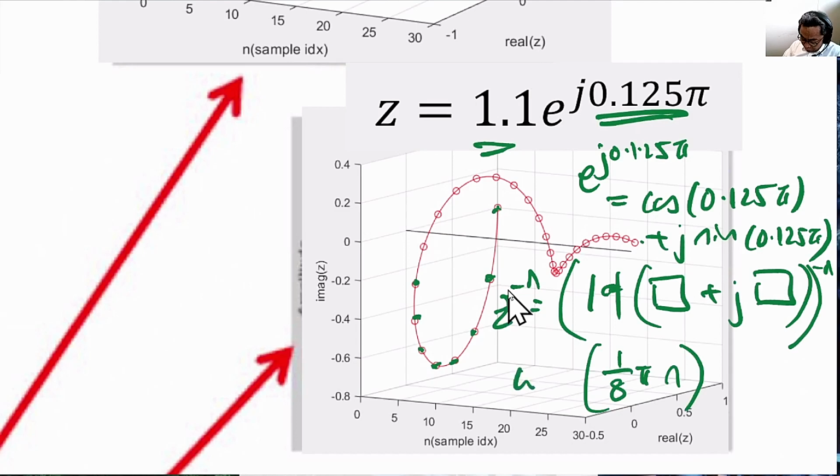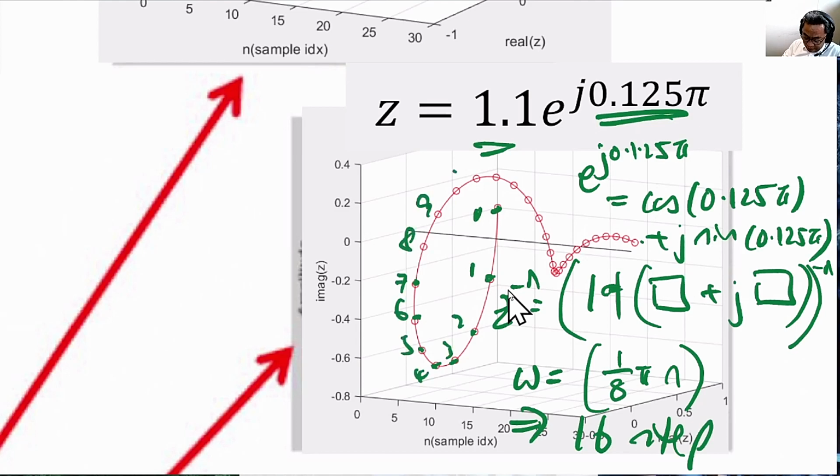It is rotating with omega equals 0.125 pi, which is pi over 8 per step, implying that it will take 16 steps, n equals 16, to complete a full cycle. So if you count 0, 1, 2, 3, 4, 5, 6, 7, 8, 9, 10, 11, 12, 13, 14, 15, 16, then it repeats again. So the omega tells us how fast the complex exponential is rotating. It will take 16 steps to complete 2 pi.